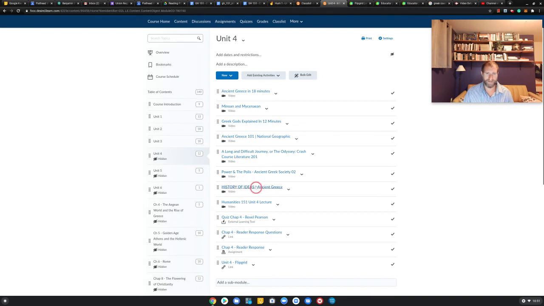And then this is how a lot of these Greek ideas that you read about and some of these movies all tie together and will influence what's coming up in Unit 5. And then we've got our Unit 4 lecture. You've got your quiz, reader response questions, reader response submission link, and then finally your Flipgrid. So that's the unit for this week.